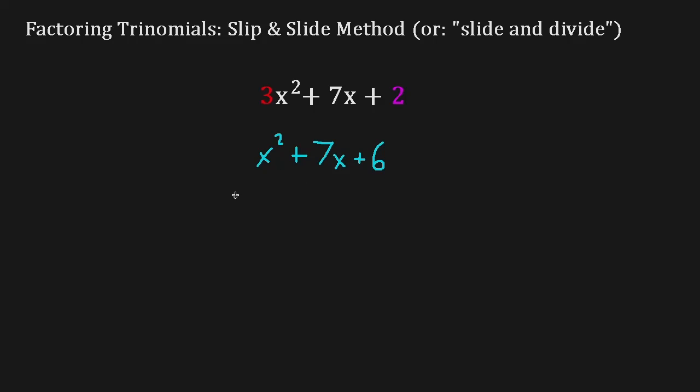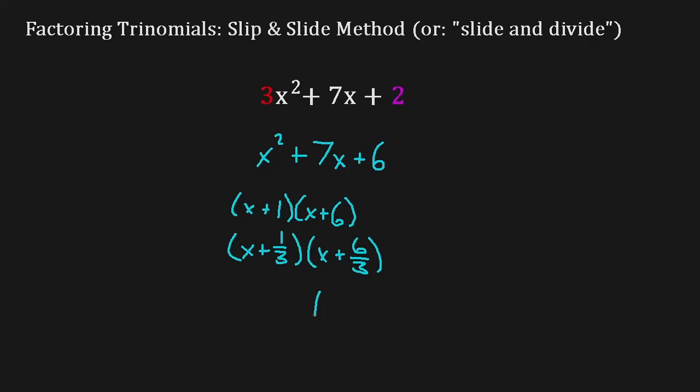So we can factor this trinomial as such. So we have x plus 1 and x plus 6. And indeed, these multiplied together will yield us x squared plus 7x plus 6. But we changed this equation when we slid the 3 over to the 2. So to correct that, we're going to divide both of these numbers here back by 3 again. So we'll have x plus 1 over 3 and x plus 6 over 3.